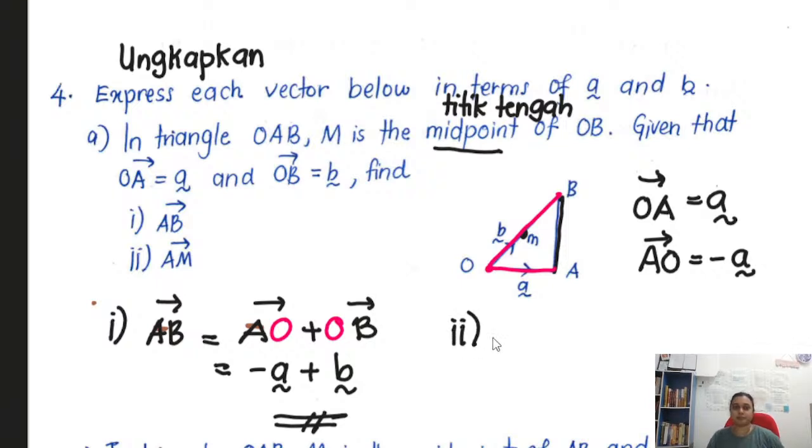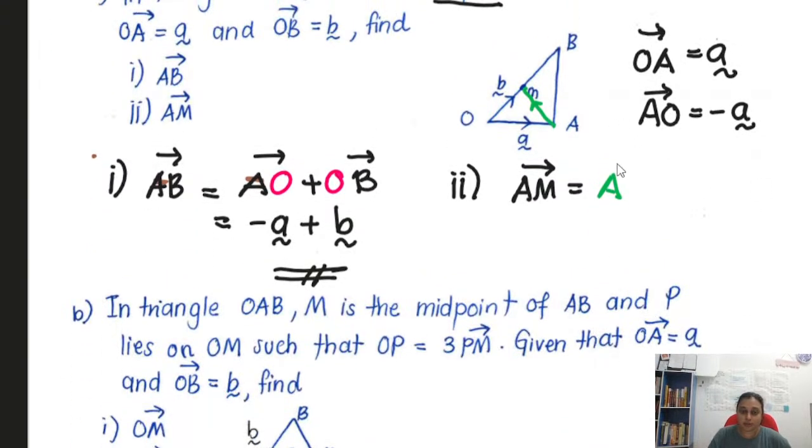Okay, next one. A to M. Kita nak cari A kepada M. Okay, A to M is what? Here, I draw the line first. Lukis line dulu AM sini. Okay, so kita start the connecting point juga. We use connecting point also. A and then we put M behind. Okay, what can we use? We can use AO again. AO boleh. And we can use O to M.